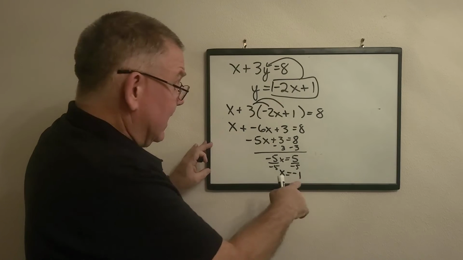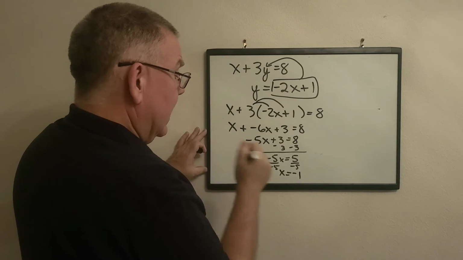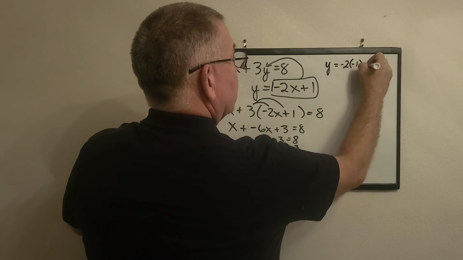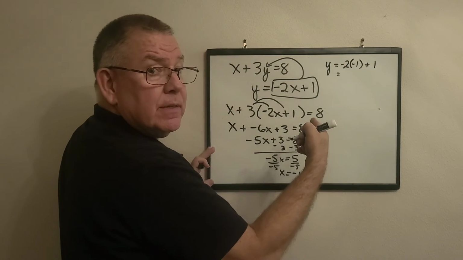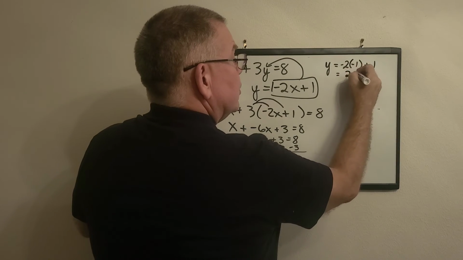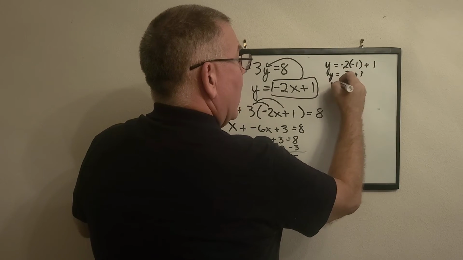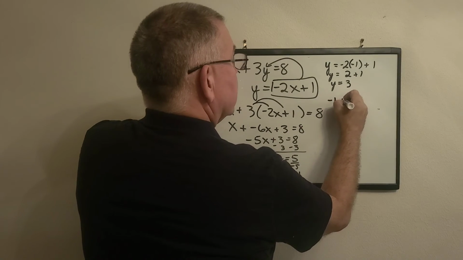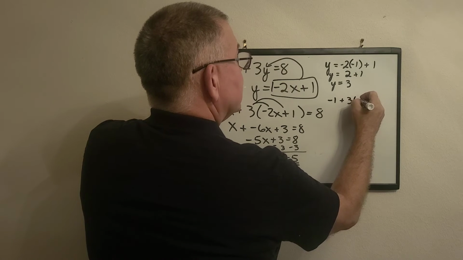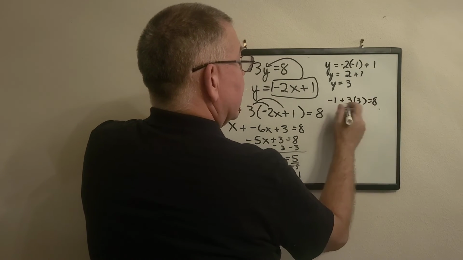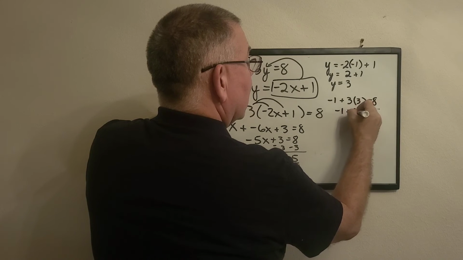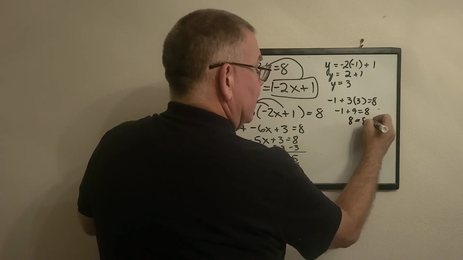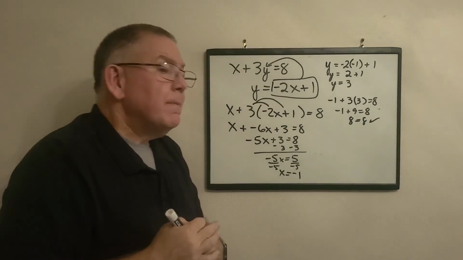Now, take negative 1, plug it in here. So I say y equals negative 2 times negative 1 plus 1. So the opposite, negative 2 times negative 1 is 2. So 2 plus 1. So y equals 3. Now plug it in here. So I go negative 1 plus 3 times 3. So negative 1 plus 9 is 8. So 8 equals 8.